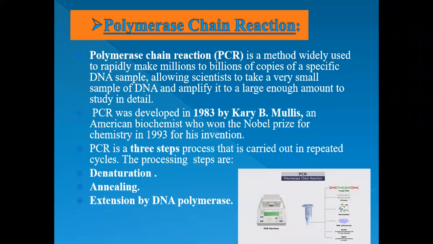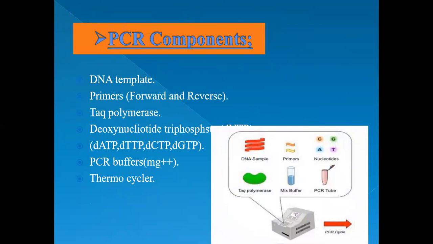PCR was developed in 1983 by Kary Mullis and it has three major steps: denaturation, annealing, and extension by DNA polymerase. PCR components: we can say these are the things we need to perform PCR: DNA template, primers, Taq polymerase, deoxynucleotide triphosphate nucleotides, PCR buffers, and a thermocycler. Commonly used equipment in PCR is the thermocycler, also called the PCR machine.